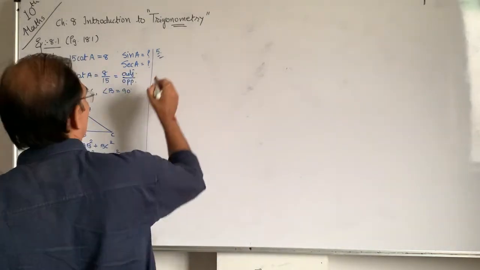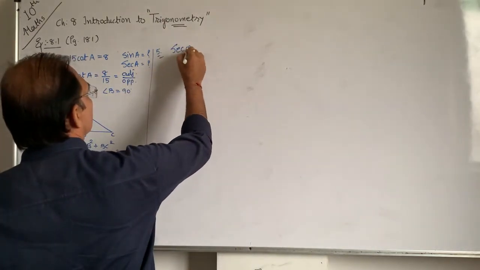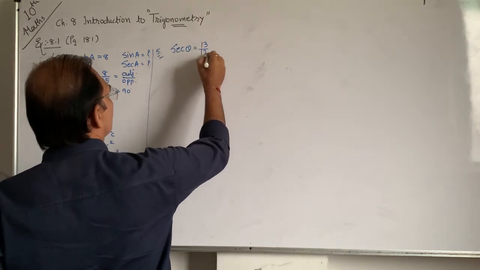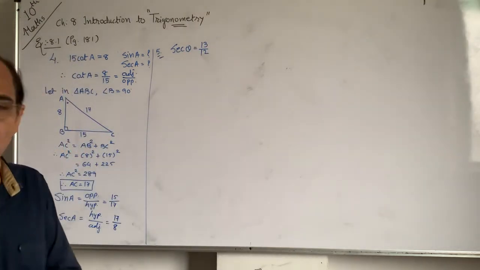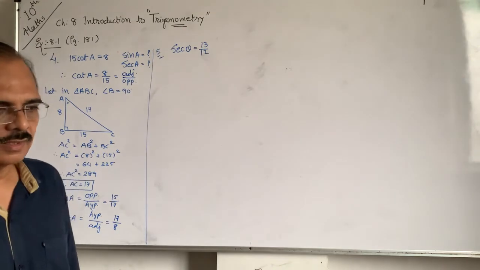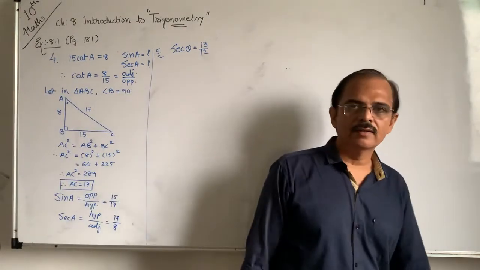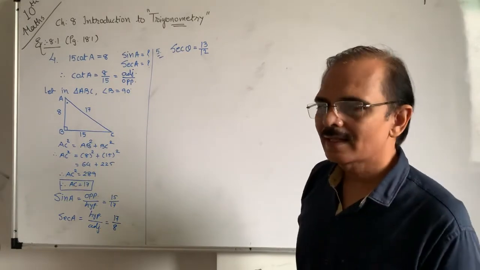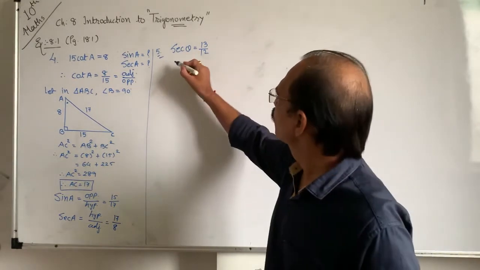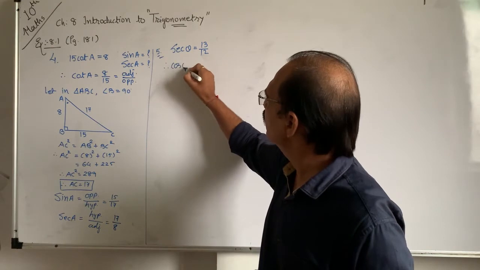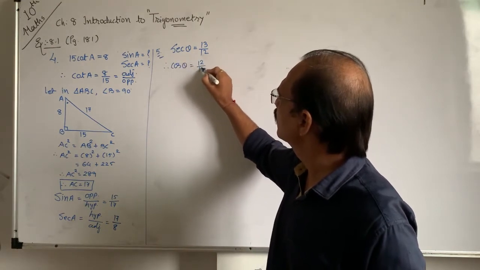Given sec theta equal to 13 upon 12. Calculate all ratios. Means 6 ratios are there. One is given, sec. Calculate the remaining 5. You know that cos and sec are reciprocal to each other. So from sec you can easily derive that cos equals 12 upon 13.